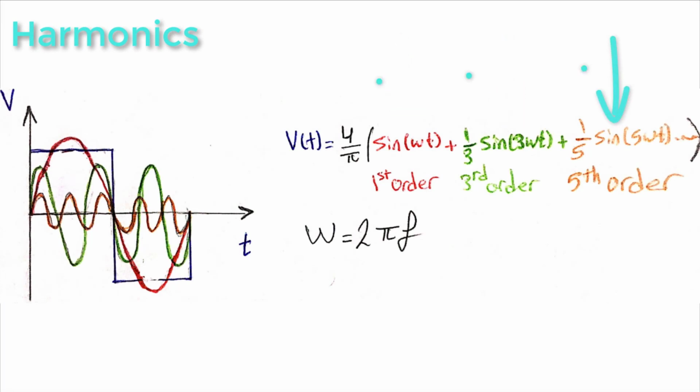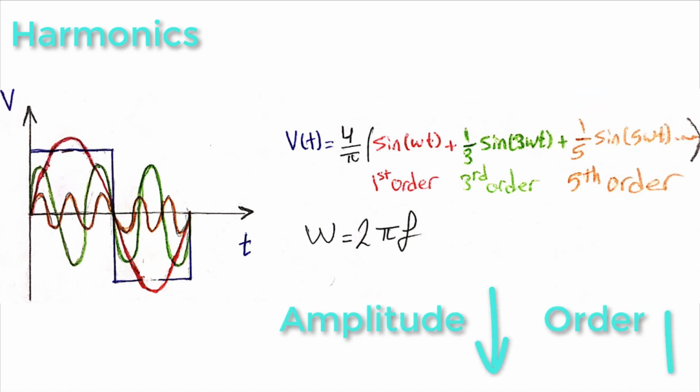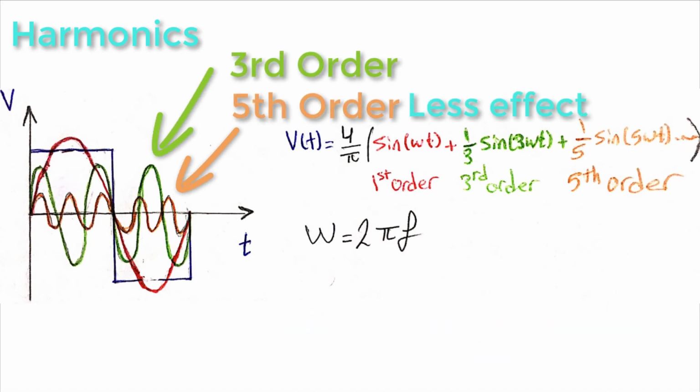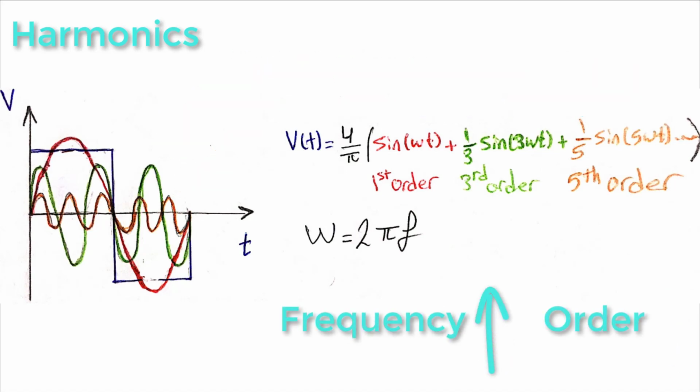Each harmonic has its own amplitude and frequency, and the harmonic amplitude decreases as the harmonic order increases. So higher order harmonics have less effect in forming the square wave signal. There's also one more thing to notice, and that is the harmonic frequency increases as the harmonic order increases.